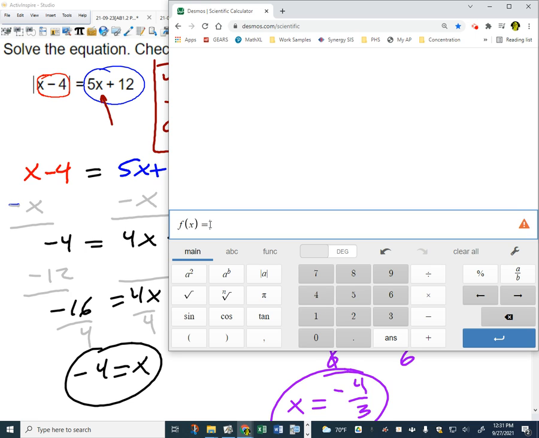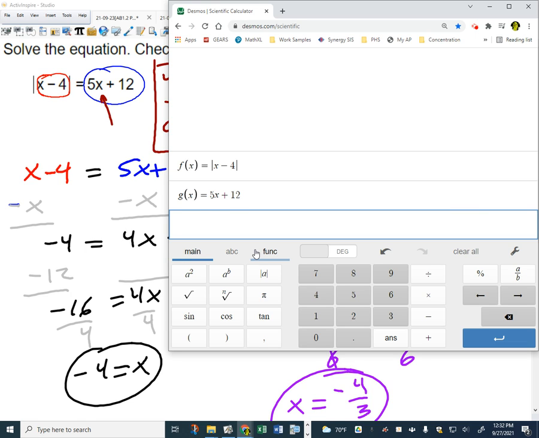equals absolute value. So where's the absolute value? There's the button for it right there. Everybody see that? Or if I want to, I can just use, if you look on a keyboard, right above the backslash, above enter, if I hit shift, it just gives me a vertical bar, which Desmos knows means absolute value bars. So I've got the absolute value of x minus 4. Okay, there's f of x. I'm going to set g of x equal to the right side. So g of x equals 5x plus 12.